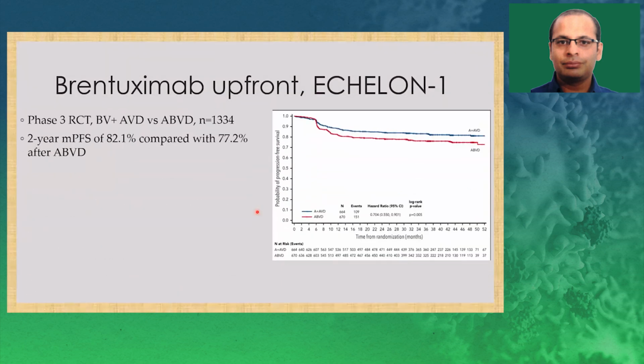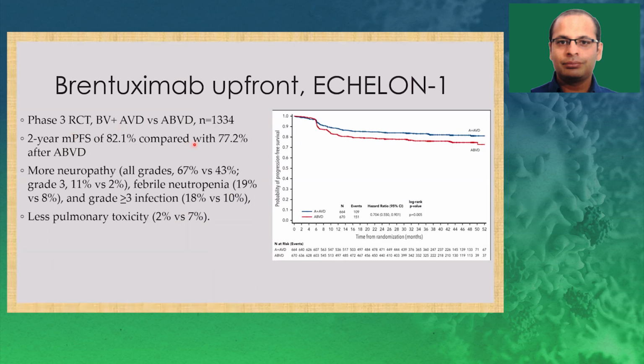Well, let's see about brentuximab upfront data. This is an important trial, ECHELON-1, a phase 3 trial, AVD versus ABVD. Median PFS, as you can see, was better in the brentuximab arm, 82% versus 72%. It comes at an increased cost of neuropathy, febrile neutropenia, and grade 3 infection, but less pulmonary toxicity because of omission of bleomycin.